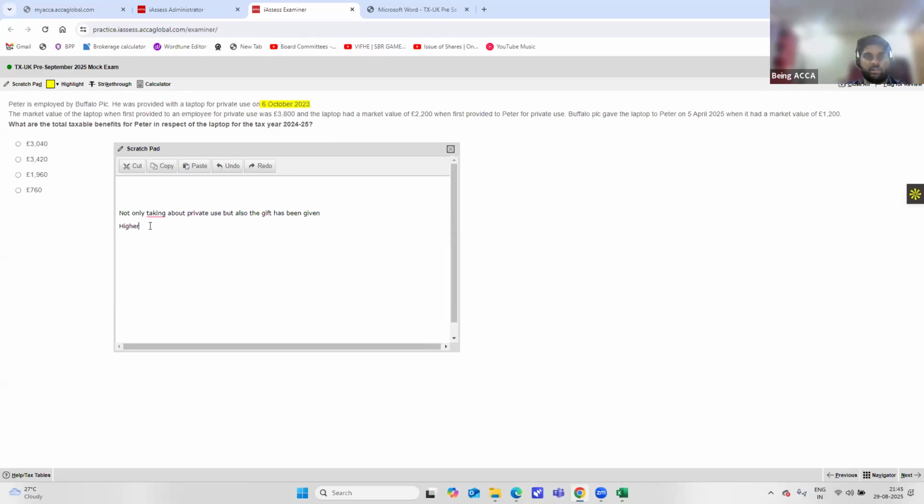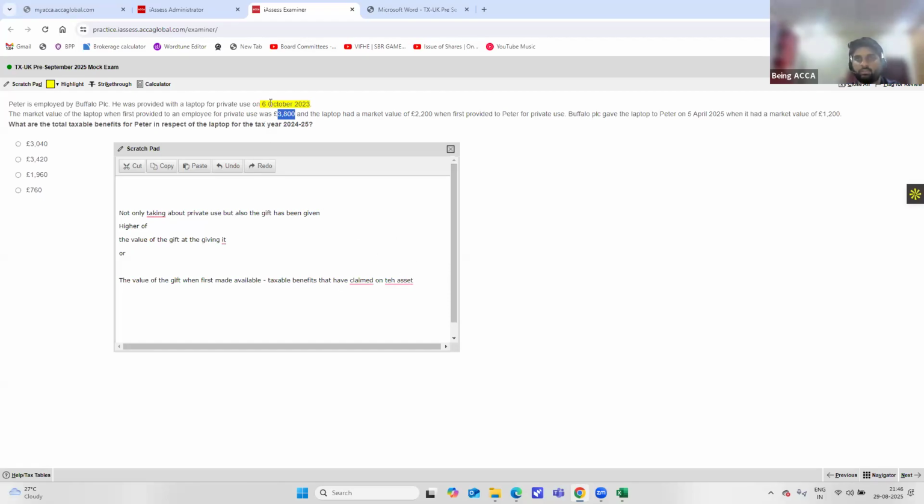It will be the higher of the value of the gift at the time of giving it, or the value of the gift when first made available, minus taxable benefits that have been claimed on the asset. So here, what should you take? You should take 3,800 into 20% because that was used for one full year.